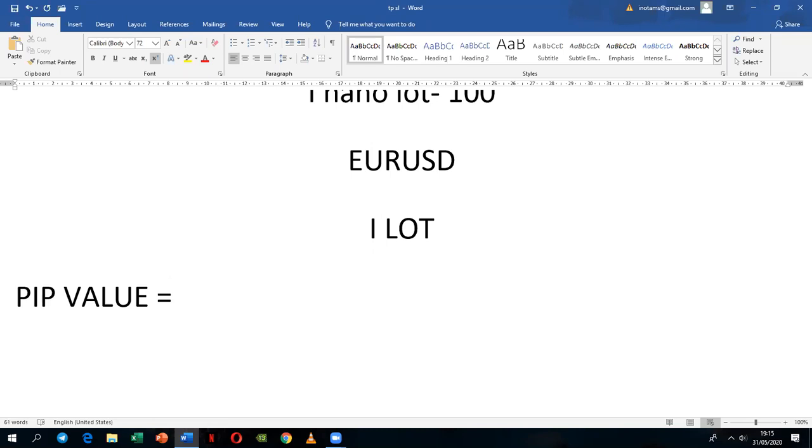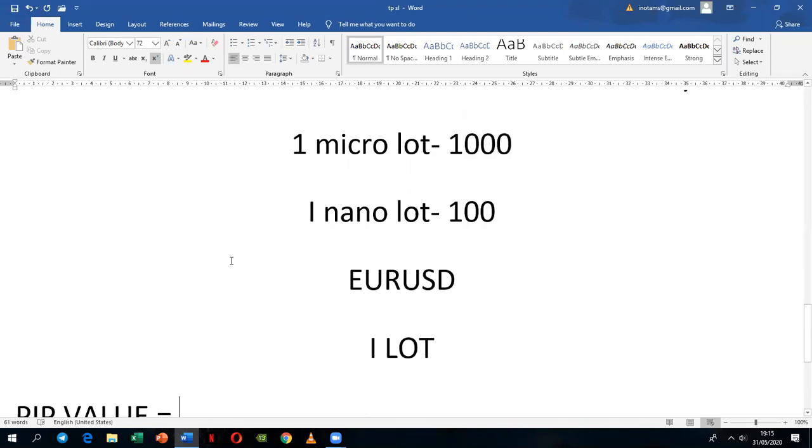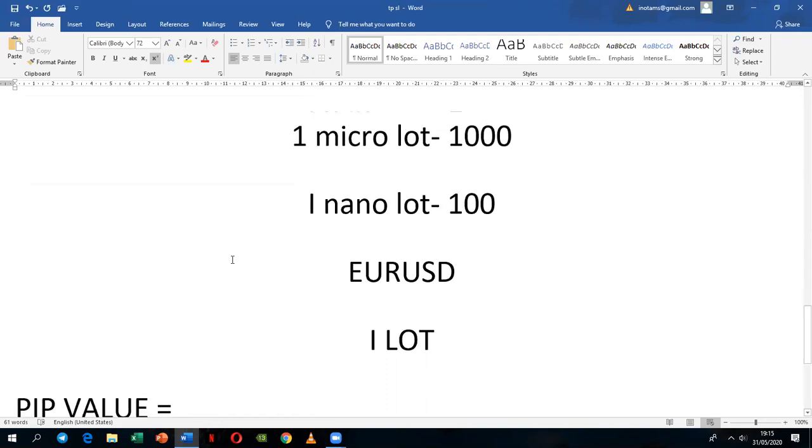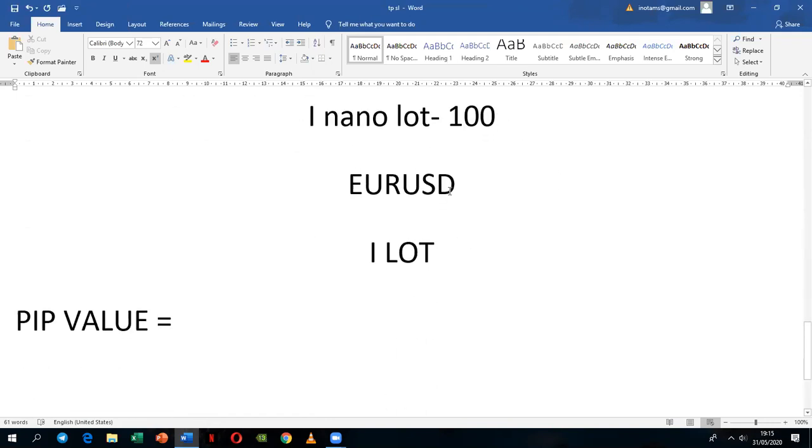So guys, you don't need to calculate this manually yourself. There are online calculators. Brokers' platforms almost all have this. This is just for those who like to double test and everything. So how are you going to calculate this? In this case, we are looking at Euro USD.